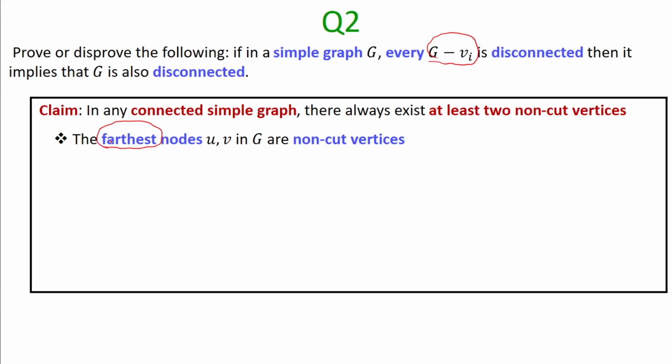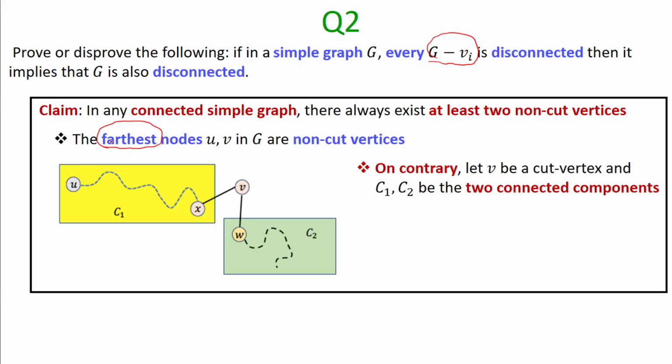That means you take all pairs of nodes u, v, find out the distance between those nodes, and among all the uv pairs, you focus on the pair such that the distance is maximum in the graph G. My claim is that the node u as well as the node v are not articulation points. They are not cut vertices. And this can be proved using a proof by contradiction.